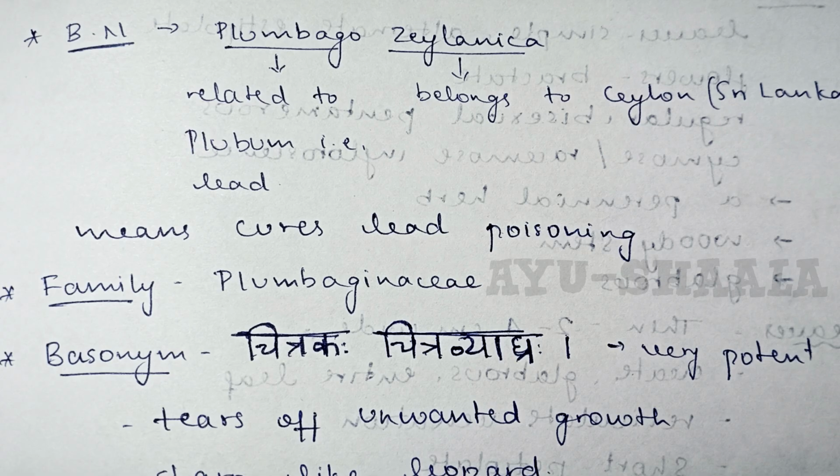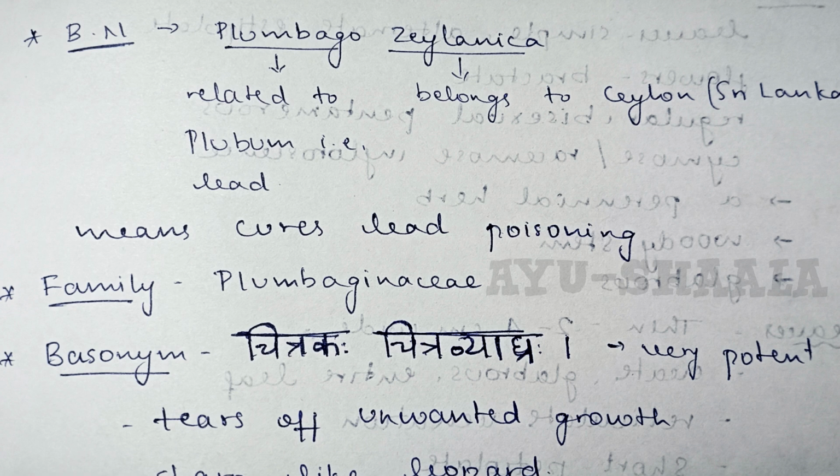And the last drug which we learnt was Guduchi. So I think you remember that drug and you are practicing that. So the Chitraka's name is Plumbago zeylanica and it belongs to the Plumbaginaceae family.